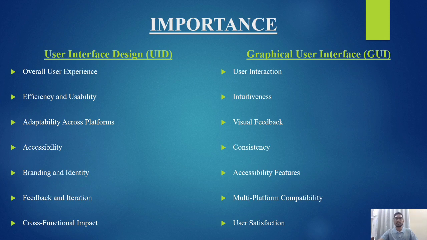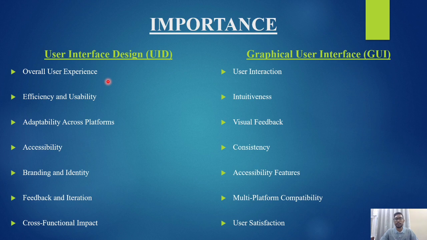Now the importance of GUI. Importance of GUI is user interaction. GUI specifically addresses the visual and interactive elements of the interface, making it accessible and understandable for users. It is the same as UI only because it is a part of UI. Now, intuitiveness. What is intuitiveness? GUIs focus on creating intuitive interaction through visual elements like buttons, icons, and menus, reducing the need for extensive training.